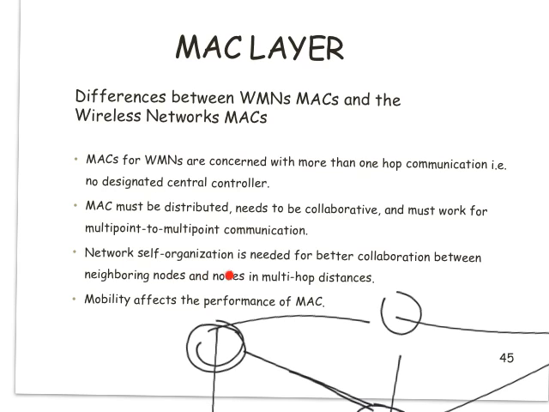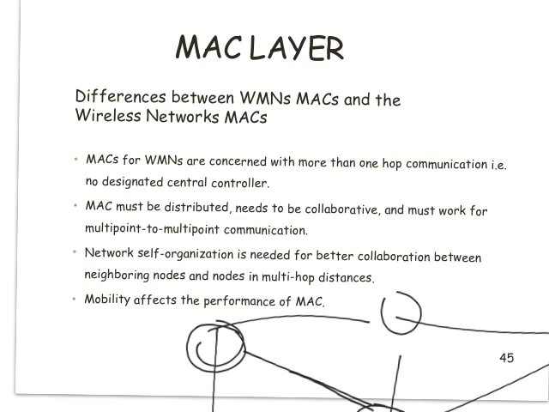So the network has to be self-organized, which is the feature that we talked about before in mesh networks, because all the hops are wireless. So a node should be able to discover all the nodes around it. And based on that, it should self-organize itself based on the topology that's existing at the moment, and use that information to better collaborate with others to transmit efficiently.